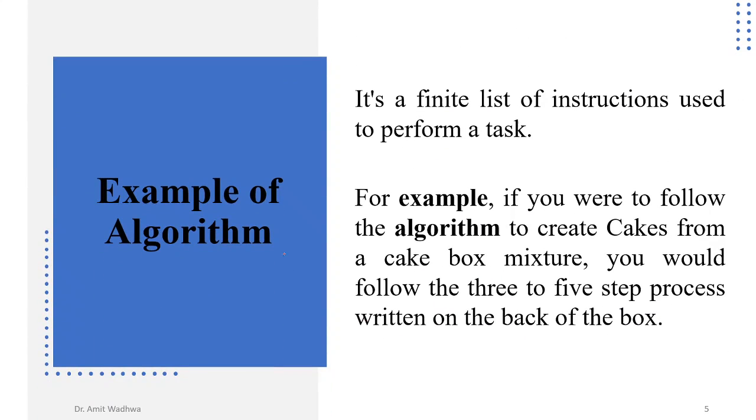An example of an algorithm can be anything. Suppose we are making a cake out of a cake box mixture. We can have our own process in which we prepare that particular cake, or we can use the steps given on the back of the box. So this can also be an algorithm. Another type of algorithm is, suppose you are calculating the greatest out of 3 numbers. There is a step-by-step procedure based on which you can perform that operation. That can also be said to be an algorithm in the programming sense.